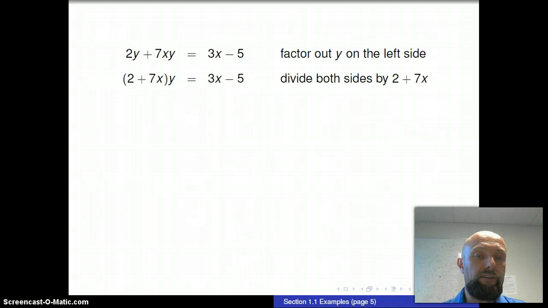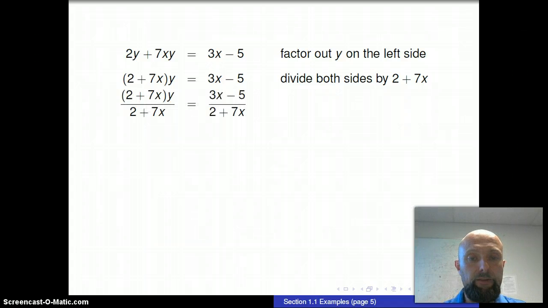Now we can isolate y by dividing both sides by 2 plus 7x, the coefficient. Simplifying, we get our final answer.